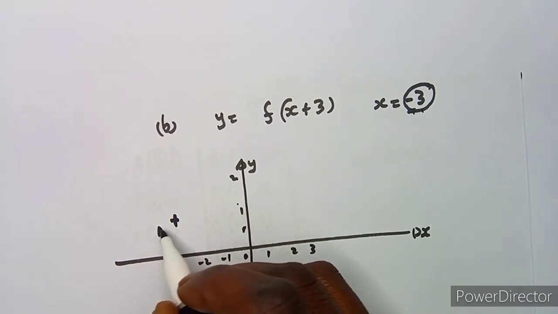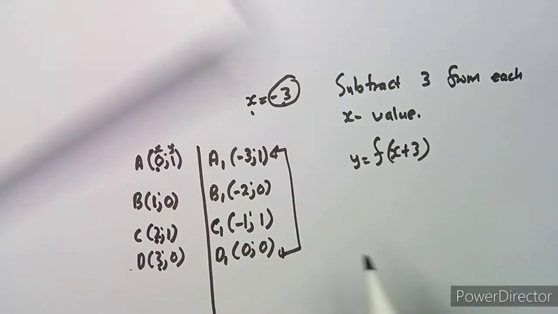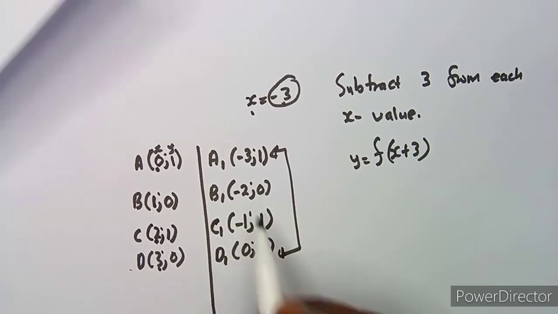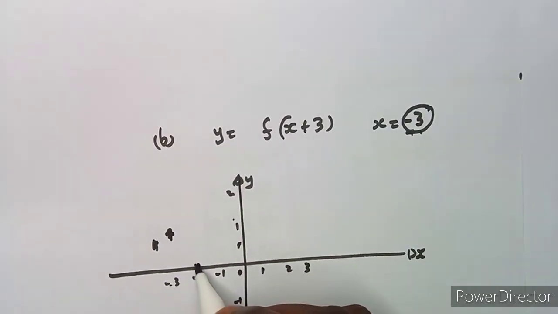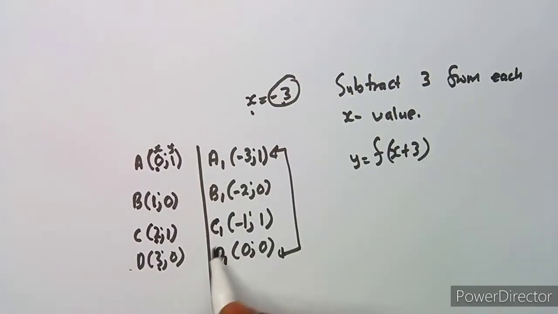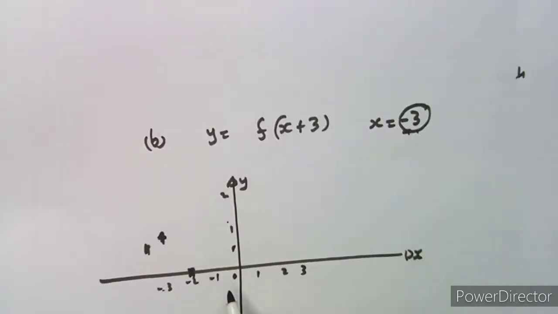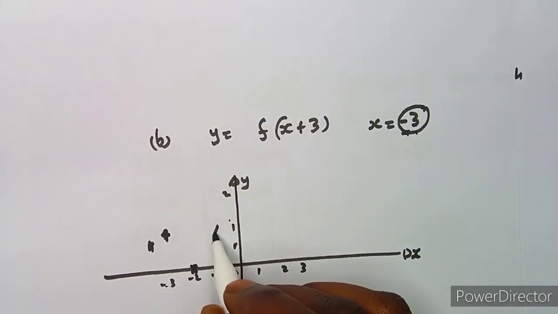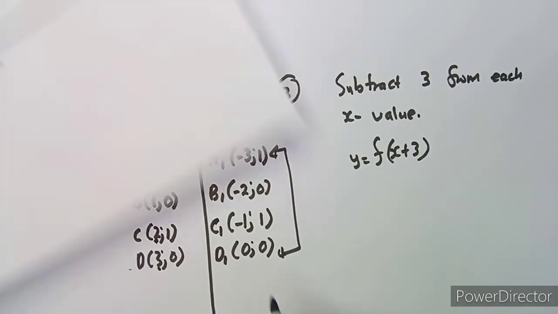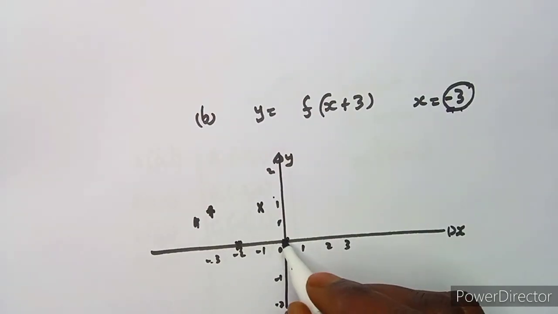All right. Okay, let's just mark the points. Actually, your b will be minus 2, 0, here. That's your b here. Your c will be minus 1, 1, which is here. And your d will be 0, 0. So this will be your d, which is 0, 0.